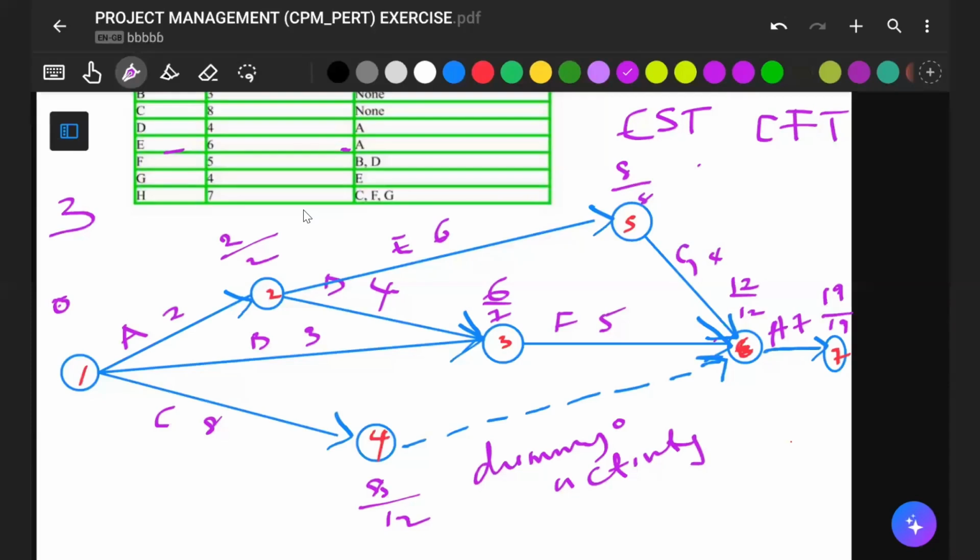Is that clear? Yes, sir. Okay, thank you. So, you see at this point as well, yes, please.